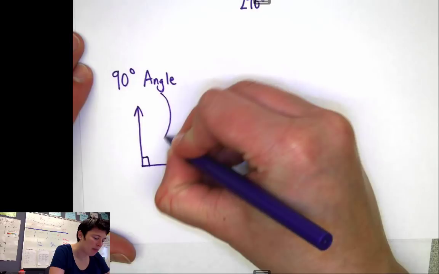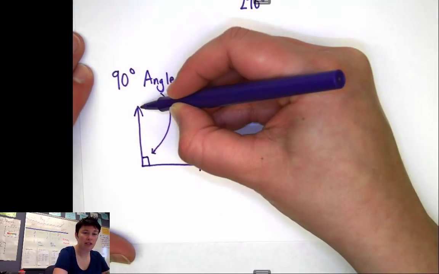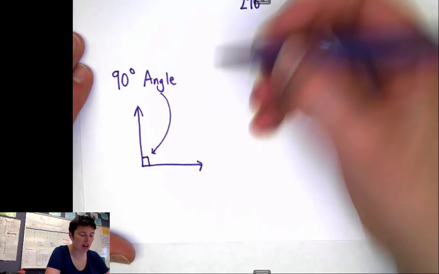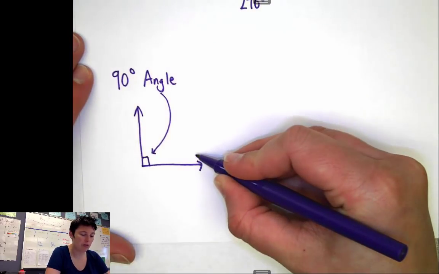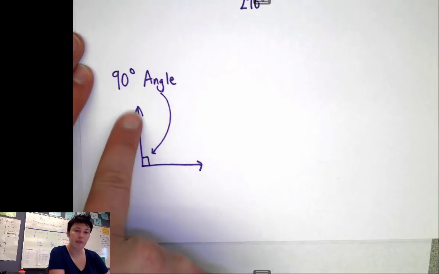But this is what we're measuring. How far is it from here to here? Oh, it's 90 degrees. If I was to count around the circle, 1, 2, 3, 4, 5, 6, 7, it would take me 90 degrees to get to the top.